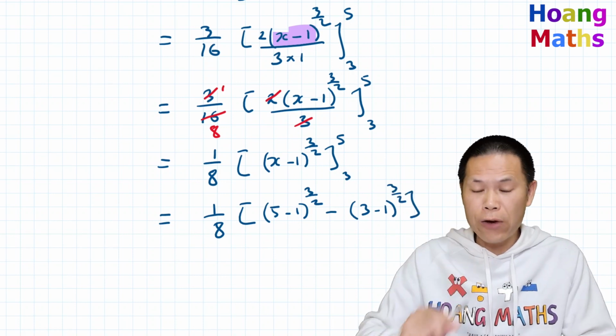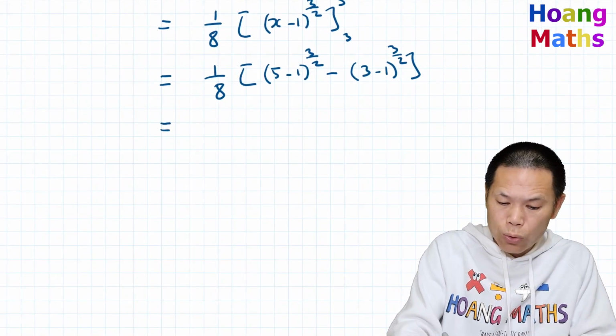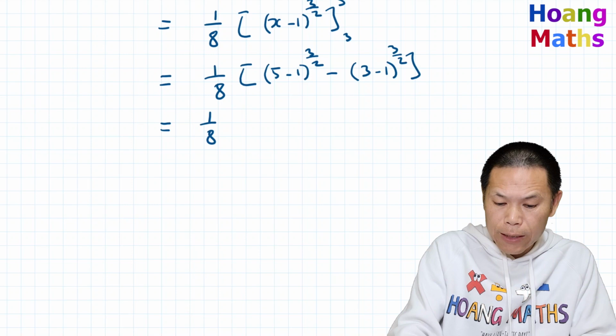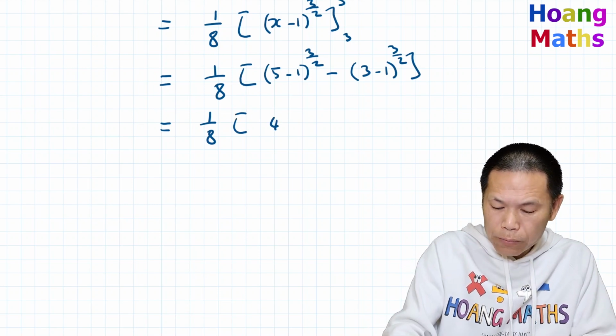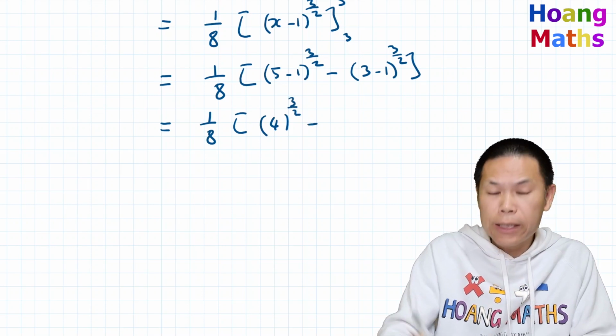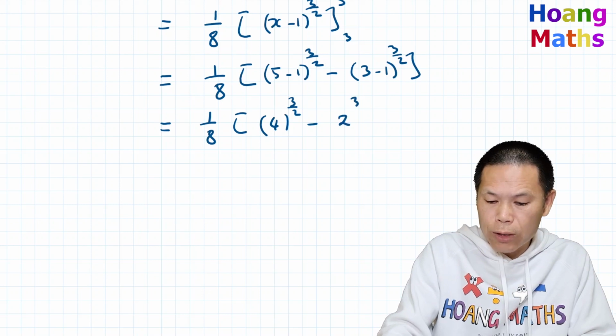So now just evaluate inside the brackets. So that is equal to 1 over 8, and 5 minus 1 is 4. So that is 4 power of 3 over 2 with minus, and 3 minus 1 is 2. So 2 power 3 over 2. So keep that in mind.